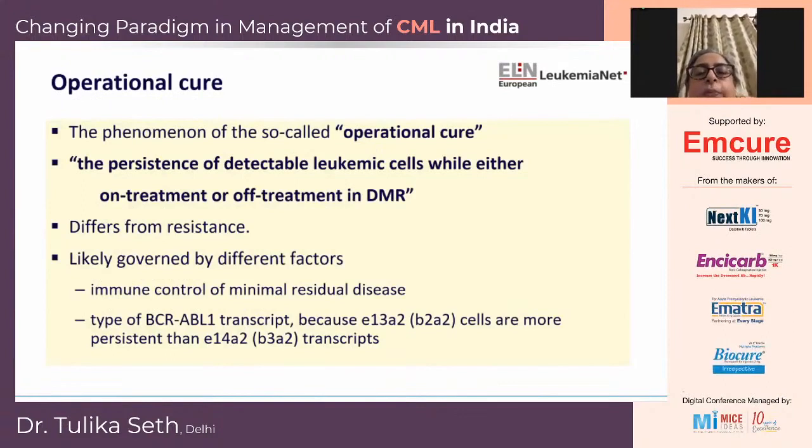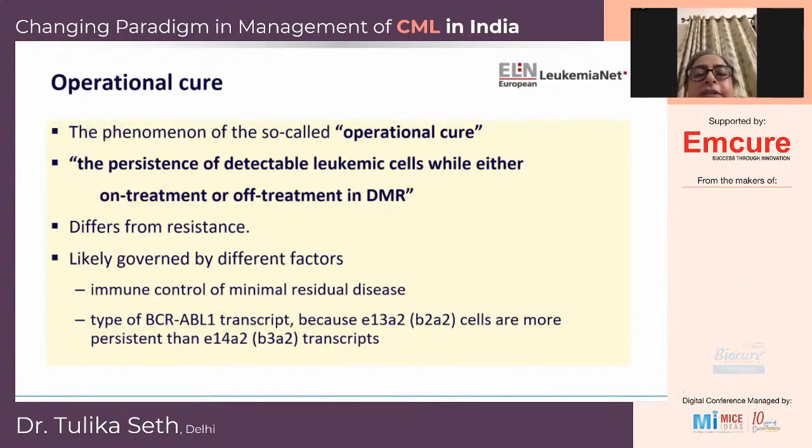And it defines operational cure, which we had read about in some different papers. And this is different from resistance. And it is the persistence of detectable disease, either when patients are off therapy or in deep molecular remission. And this is most likely due to immune mechanisms or BCR-ABL transcript.